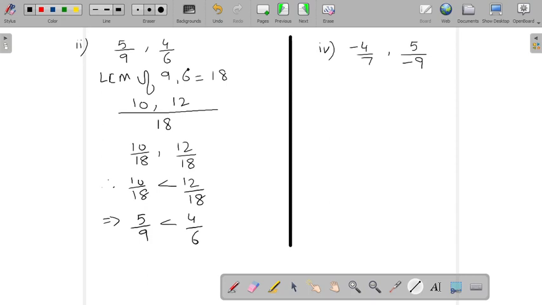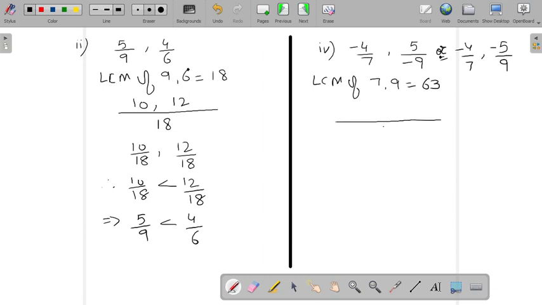Same procedure we will follow for the fourth part. What is the first thing you have to see? What do we have to look at? The denominator. Here the denominator is negative. So what will we do? We will make it positive. So it would be minus 4 by 7 and minus 5 by 9. Now the LCM of 7 and 9 is 63. Same procedure.